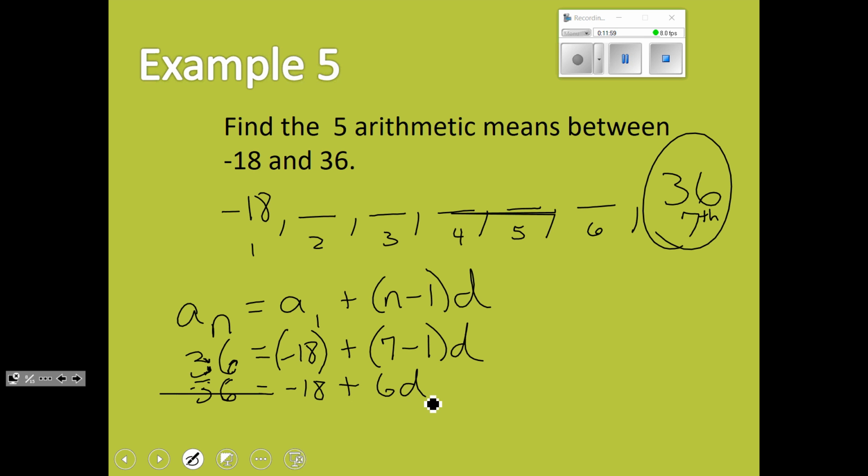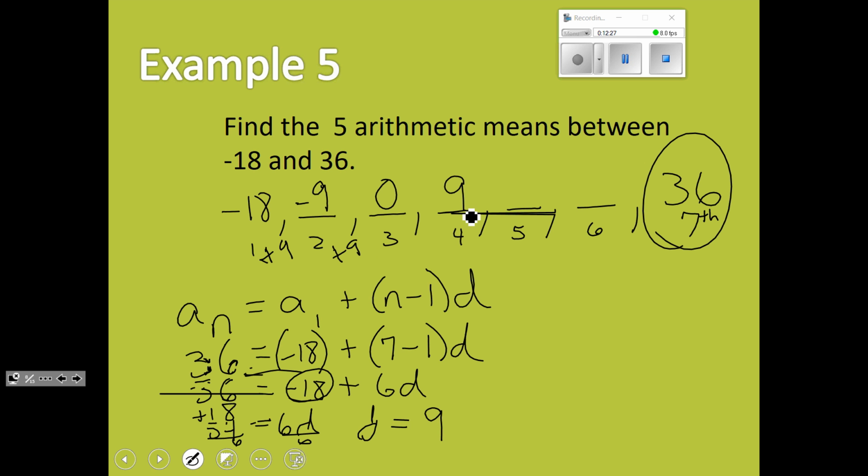Plus 6d. So when I move this over and add 18, that's going to be 54 equals 6d. And if I divide by 6 on both sides, that's going to make d equal to 9. Sorry that my board's not writing very well today. And so if we add 9, that would be negative 9, because that's your common difference. If I add 9 again, that would be 0, then 9, then 18, then 27, then 36. So that works.